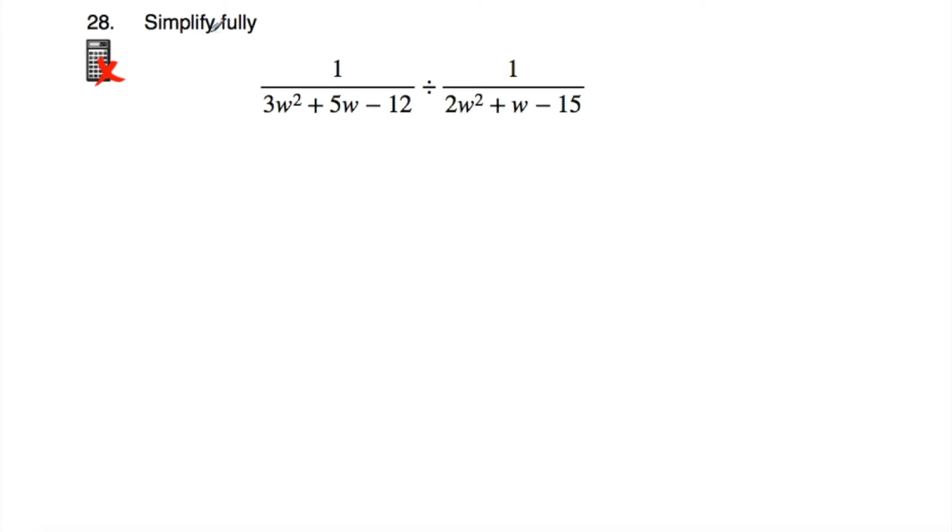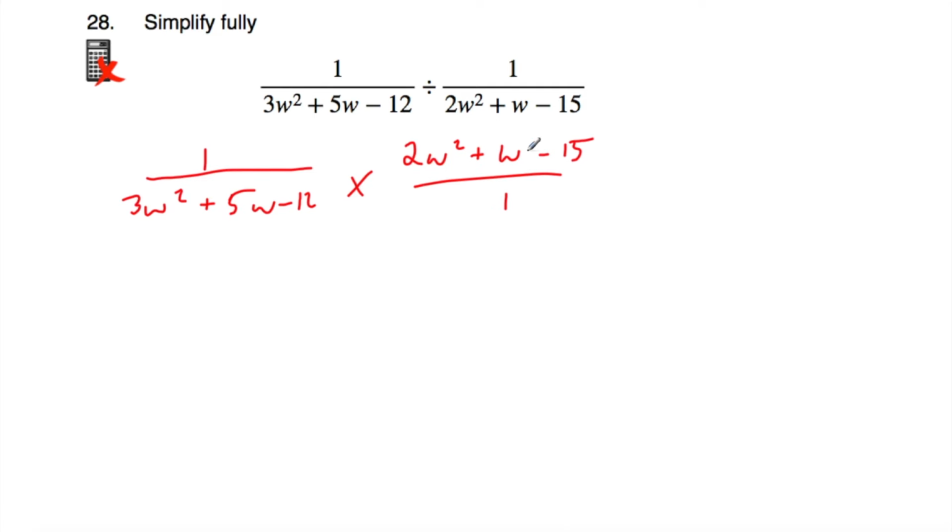Question number 28, we've got simplify fully 1 over 3w squared plus 5w subtract 12 divided by 1 over 2w squared plus w minus 15. Remember here we've got two fractions we're dividing, so let's multiply by the reciprocal of the fraction we're dividing by. That'll be 1 over 3w squared plus 5w subtract 12 multiplied by 2w squared plus w minus 15 over 1, because we found the reciprocal of this. Now at this point we could multiply together and then try to simplify, or I'm going to try and factorize the numerator here and this denominator here, then see if we can cancel down and then multiply.